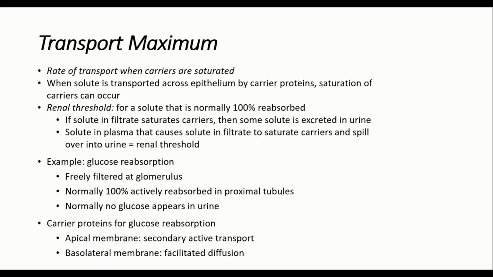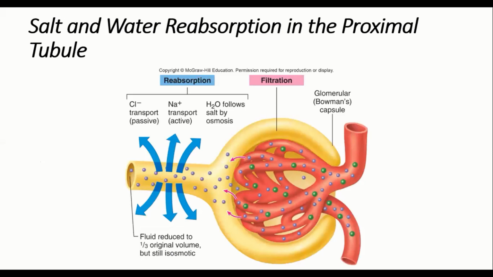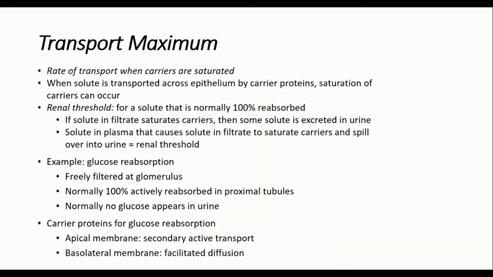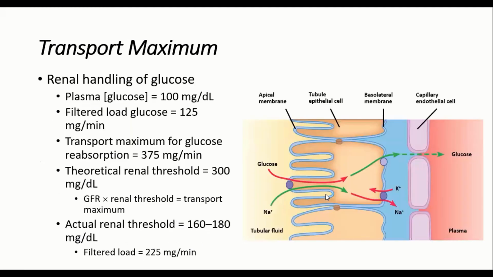And we also have 125 milligrams of glucose going with it. That was one of our examples from Monday. Normally all of that is going to be reabsorbed in the proximal tubules. Nothing appears in the urine. This happens through secondary active transport at the apical membrane, and then facilitated diffusion at the basolateral membrane. So let's look at the example here.